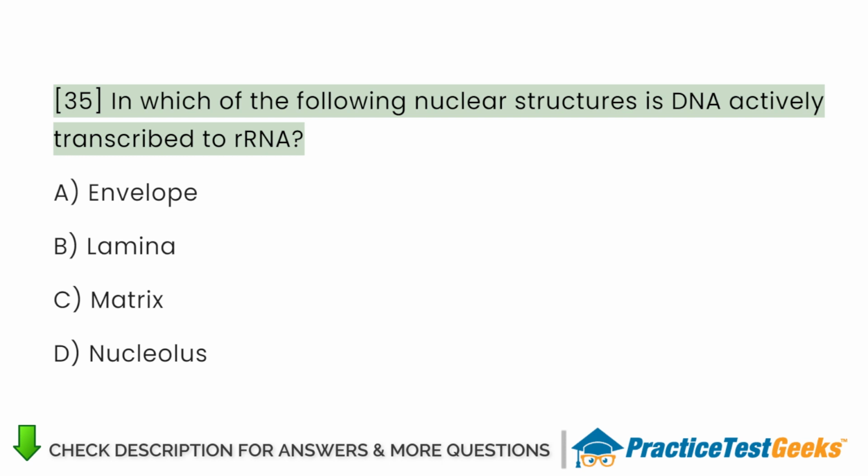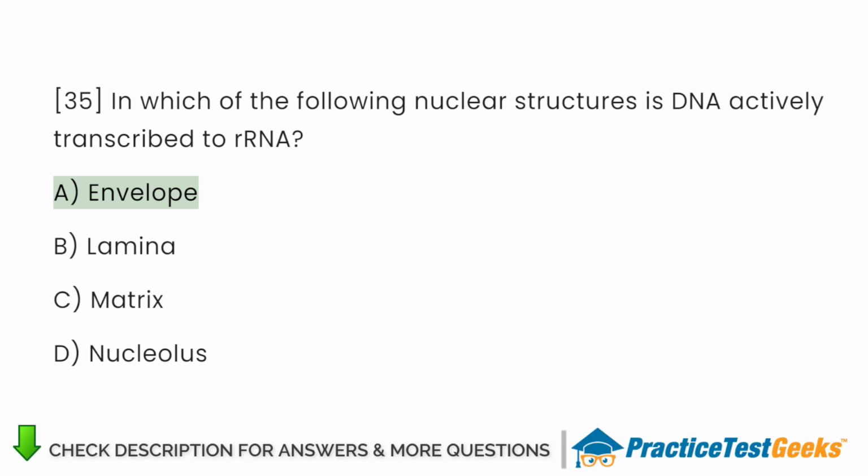In which of the following nuclear structures is DNA actively transcribed to rRNA? A. Envelope. B. Lamina. C. Matrix. D. Nucleolus.